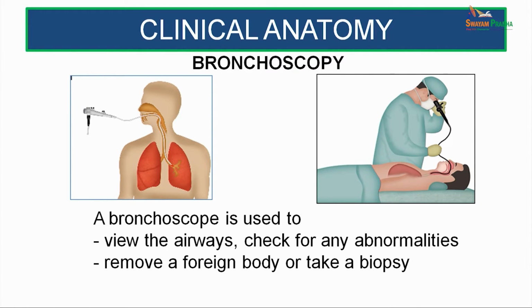Now, having looked at the anatomy of lungs, let us see some clinical anatomy pertaining to the lungs. Bronchoscopy, as the name implies, is a scope or a bronchoscope which is used to visualize the airways, check for any abnormalities through the same following visualization. It can also be used to remove a foreign body or take a biopsy. It can be used very much as a treatment modality as well as a diagnostic modality.